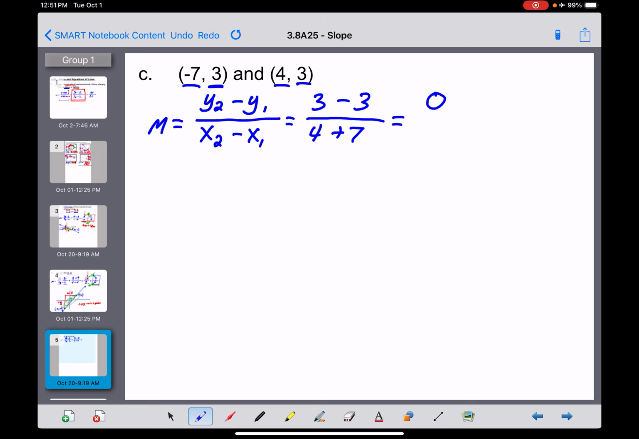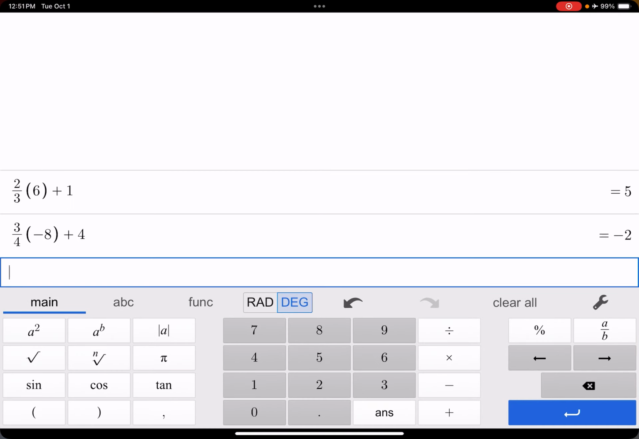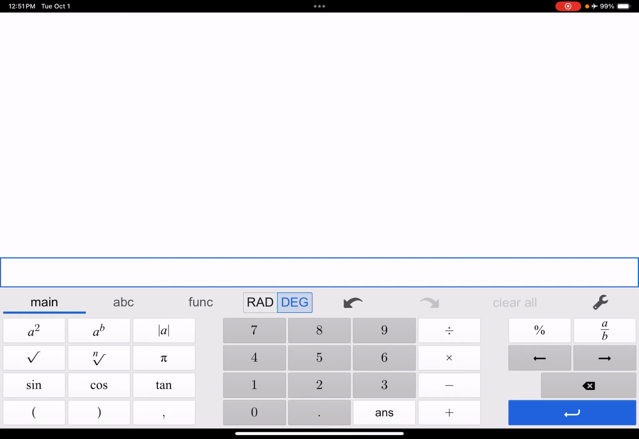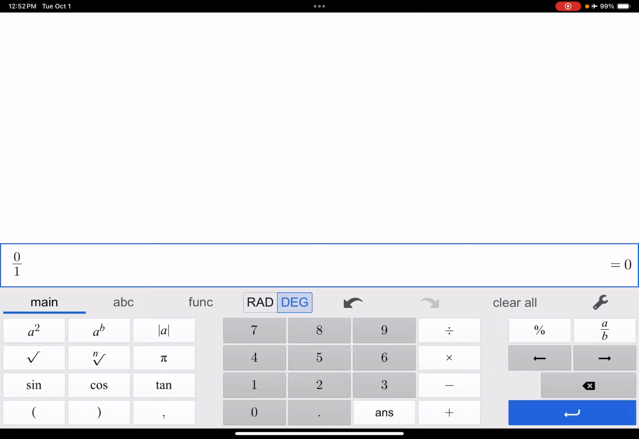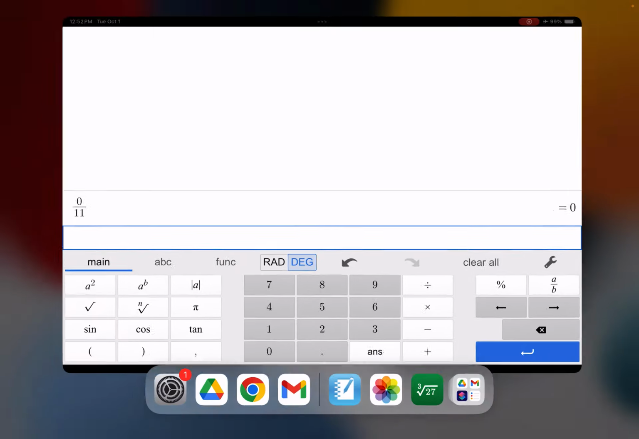Our numerator becomes 0, our denominator is 11. And I want to be careful about the way I say this. 0 divided by any non-zero number is always equal to 0. This is just one of those concepts that people tend to struggle with a lot. So if you're ever not sure, just ask your calculator, hey, what is 0 divided by 11 in this case? And sure enough, it tells you that the answer is 0.